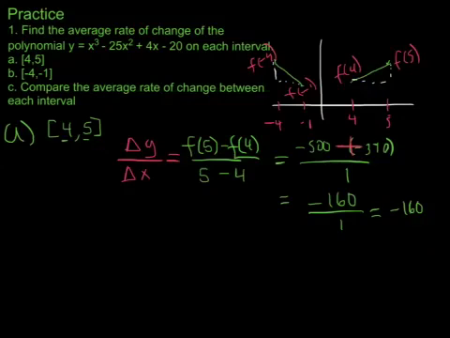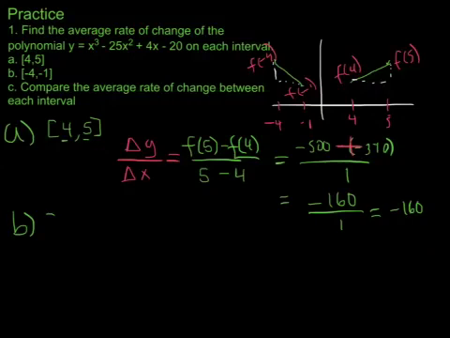So the average rate of change is negative 160, but in which direction? Well, it's going down. If I were actually looking at my graph here, this would be an inaccurate representation, because I really should be going from f of 4 down to f of 5 by about 160 every x step. All right, let's go ahead and take a look at B.